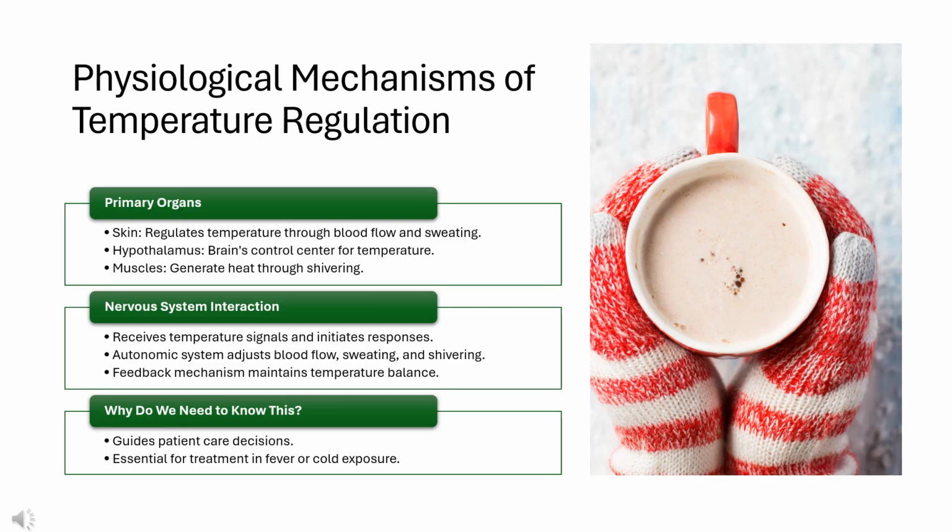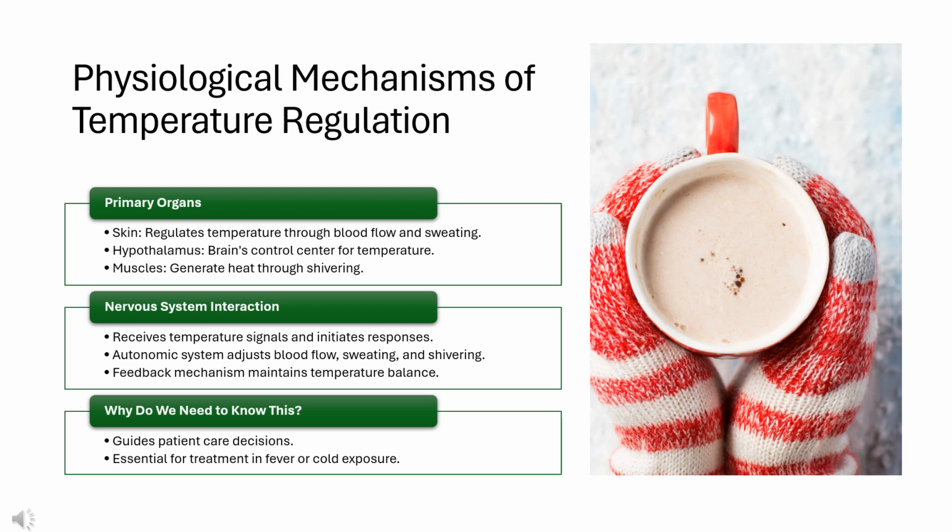Let's take a closer look at how the body keeps its temperature just right. We're going to focus on the main contributors: the skin, the hypothalamus, and the muscles. Each one plays a unique part in maintaining the balance needed for our body temperature to stay stable. Understanding the roles of these key players helps us see the big picture of how our body manages heat, which is super important for keeping everything running smoothly. So let's look at the organs involved.